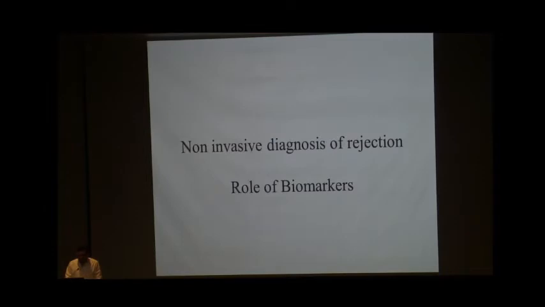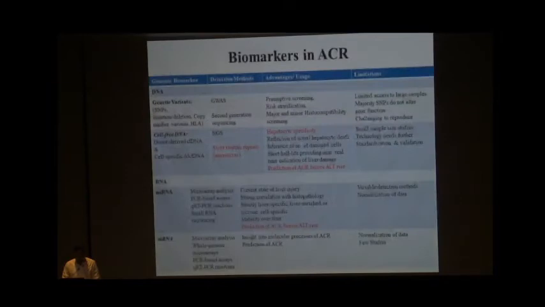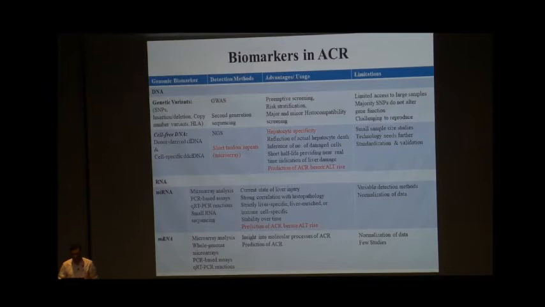So can we do non-invasive diagnosis of rejection, and what is the role of biomarkers? Now several biomarkers have come up, and this is the area where I could find the maximum work going on in the field of rejection after liver transplant. It's mainly the omics based biomarkers which are being studied recently, and things which you can detect in the serum of the patients. Biomarkers have been used for diagnosis, prediction and prognostication of acute cellular rejection, and nothing is still standard of care, but a lot of research is going on.